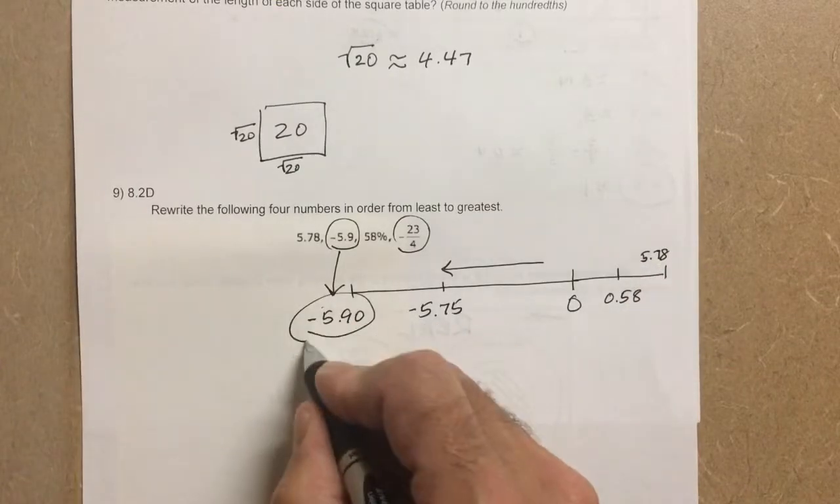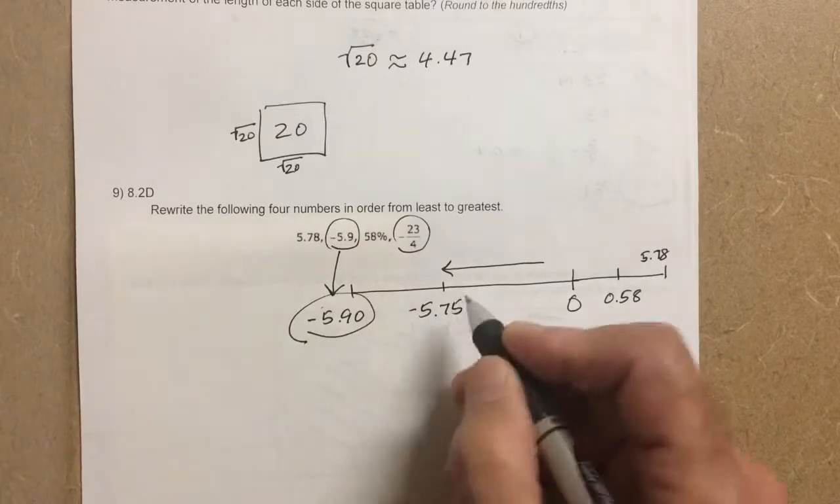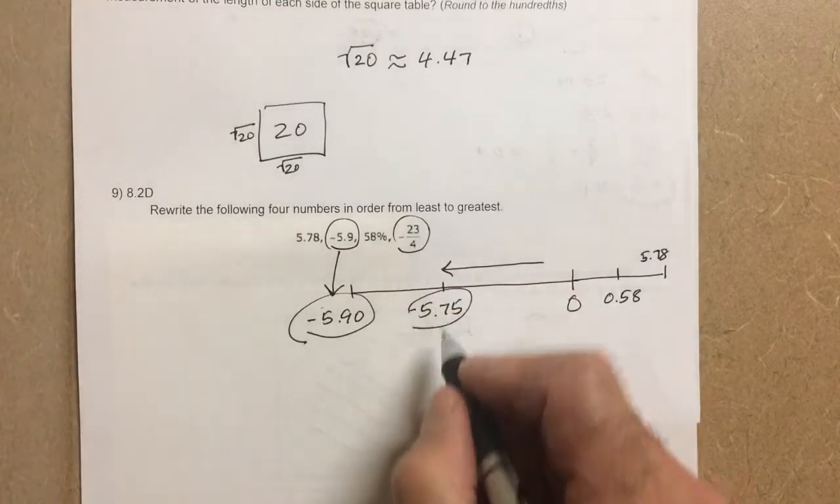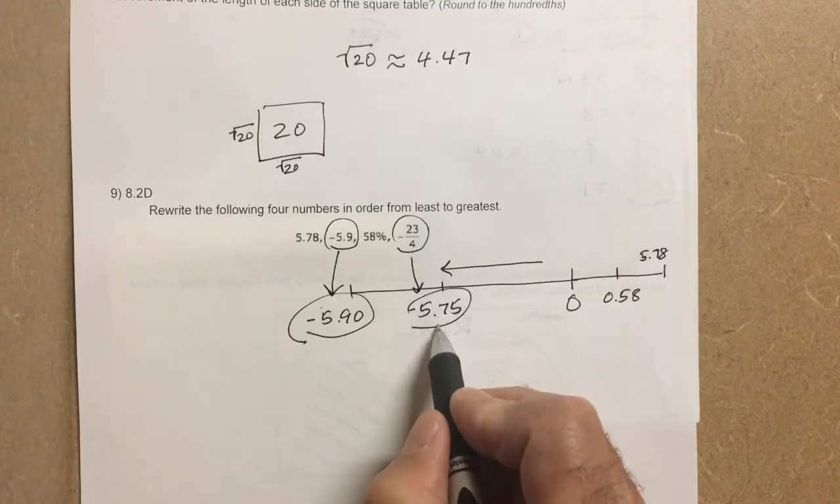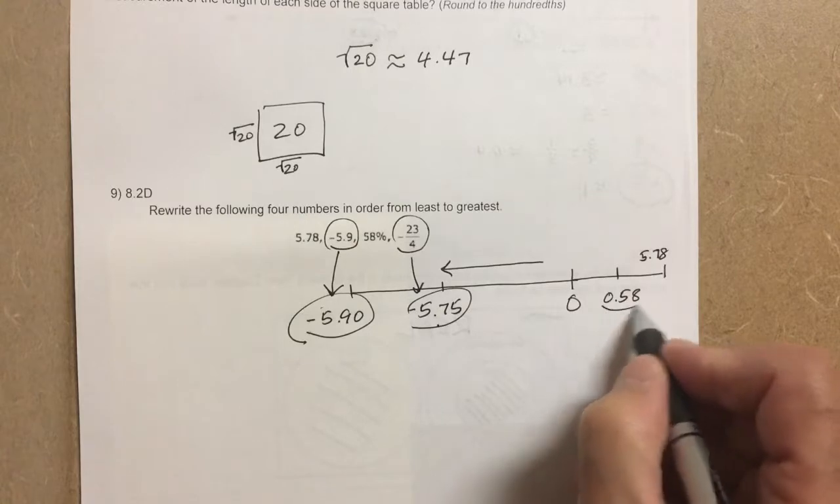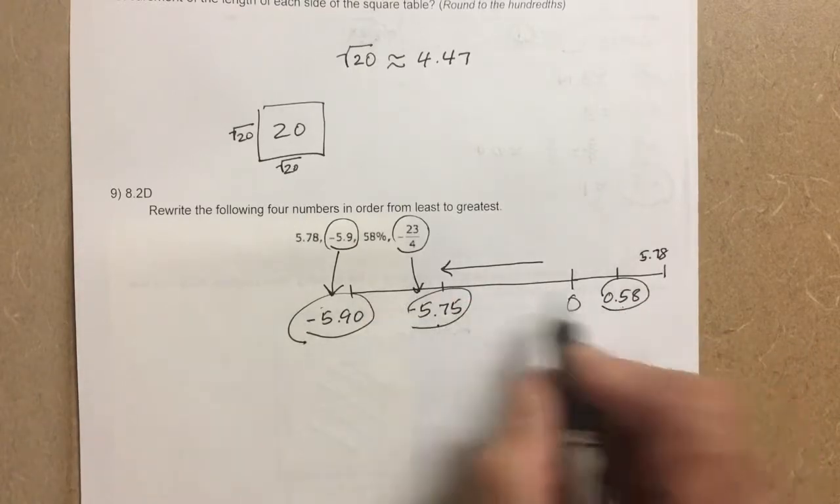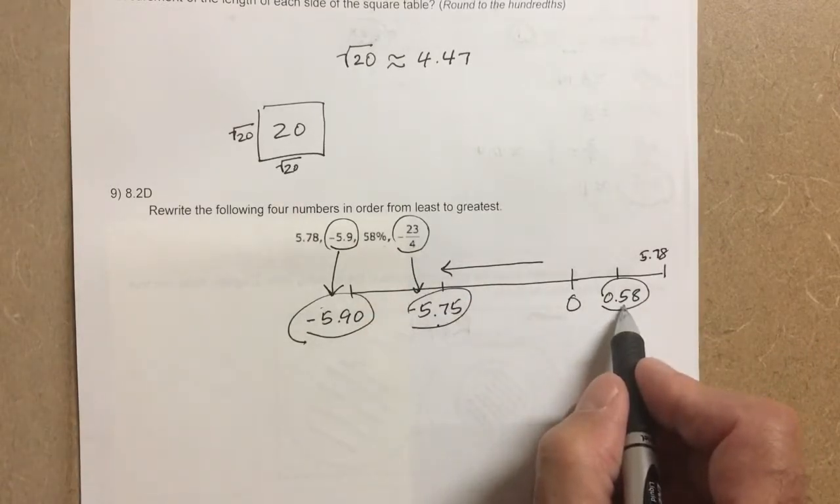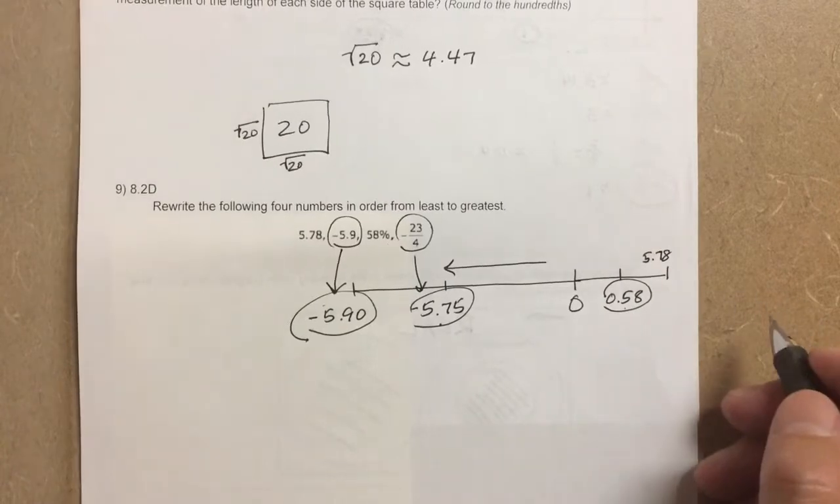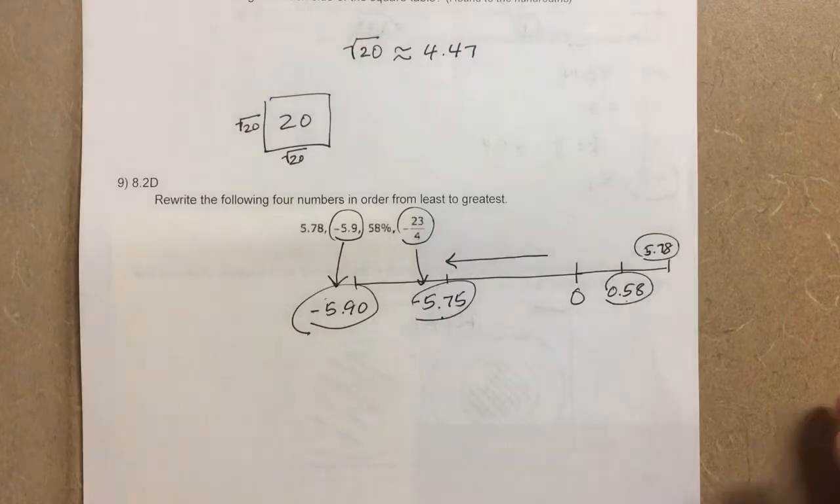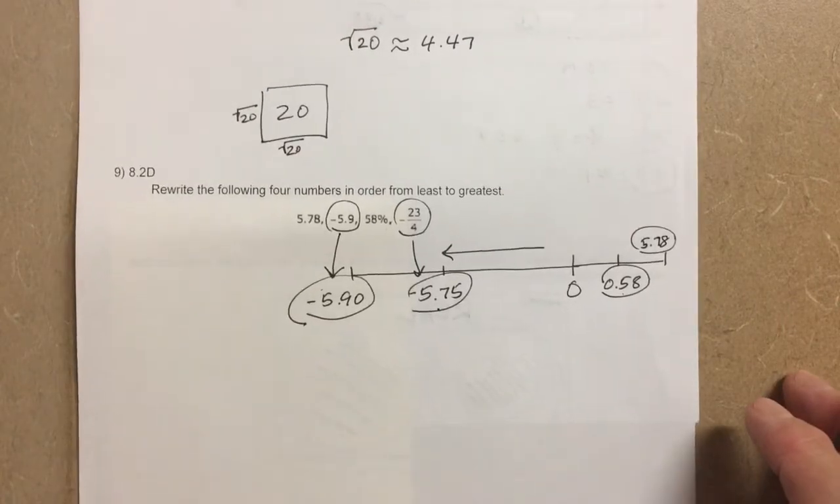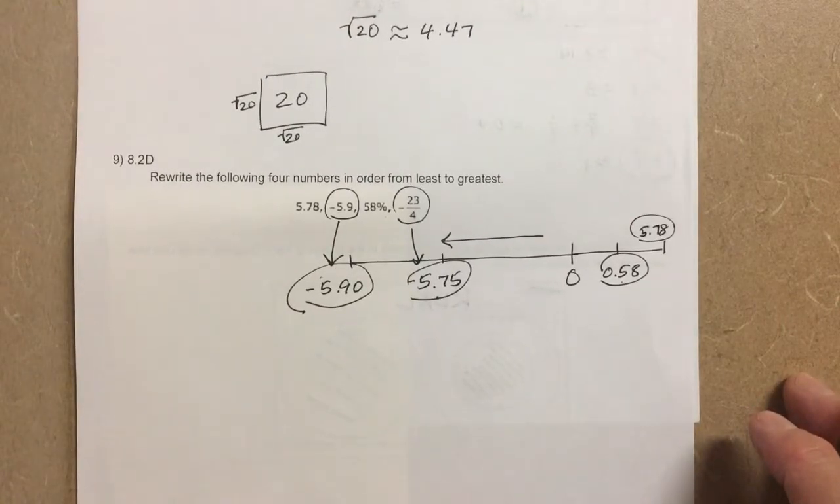So it should be negative 5.9, then negative 23 over 4, which is negative 5.75, then 58%, which is 0.58, and last, 5.78. If you feel like there's something you don't understand, talk to me and I'll work out another video or something to help you.